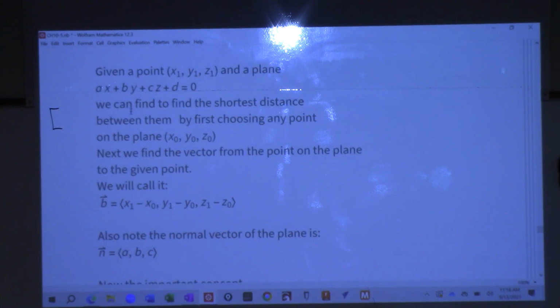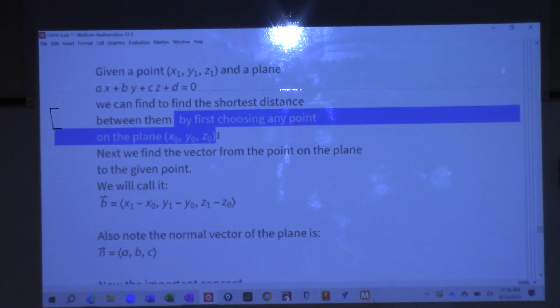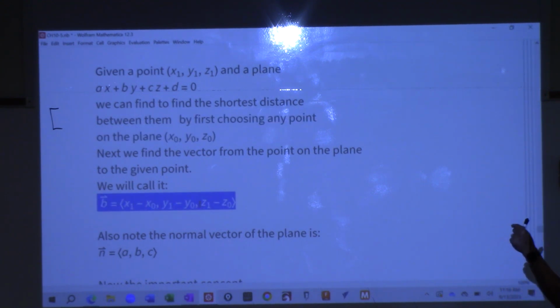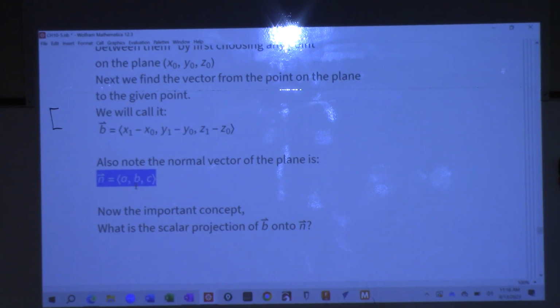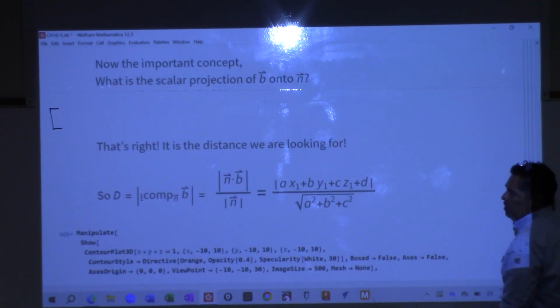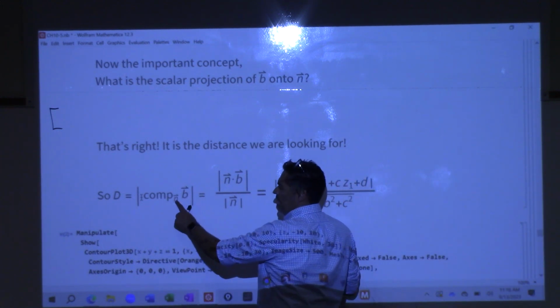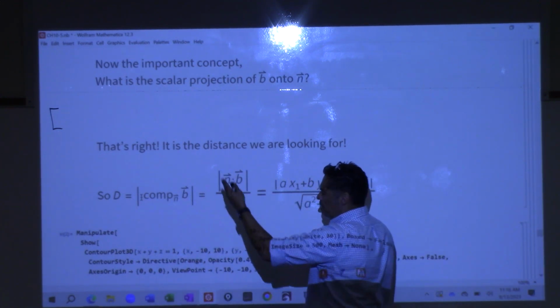So running through this again, we're going to choose some other point, right? And then once we choose that other point, we're going to create a vector that goes from the point we chose to the point we were given. We're going to call that B. We're also going to remember that the normal vector is n. And then basically we just need to project B onto n, and then take the magnitude of that, or find the length.